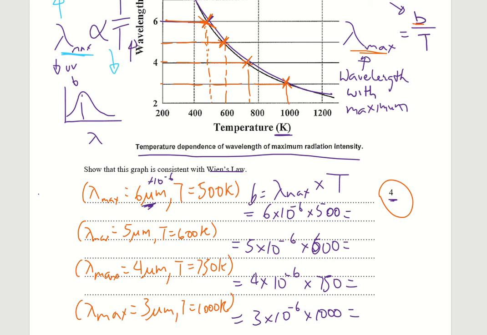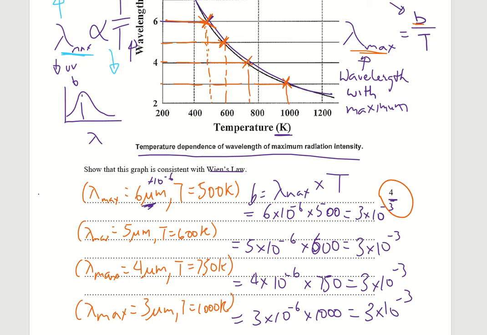Okay, let's do the calculations quickly. So the first one we have is approximately 3 times 10 to the power minus 3. Let's do the next one. This one is also about 10 to the minus 3. Ten to the power minus 3. And also 10 to the power minus 3.